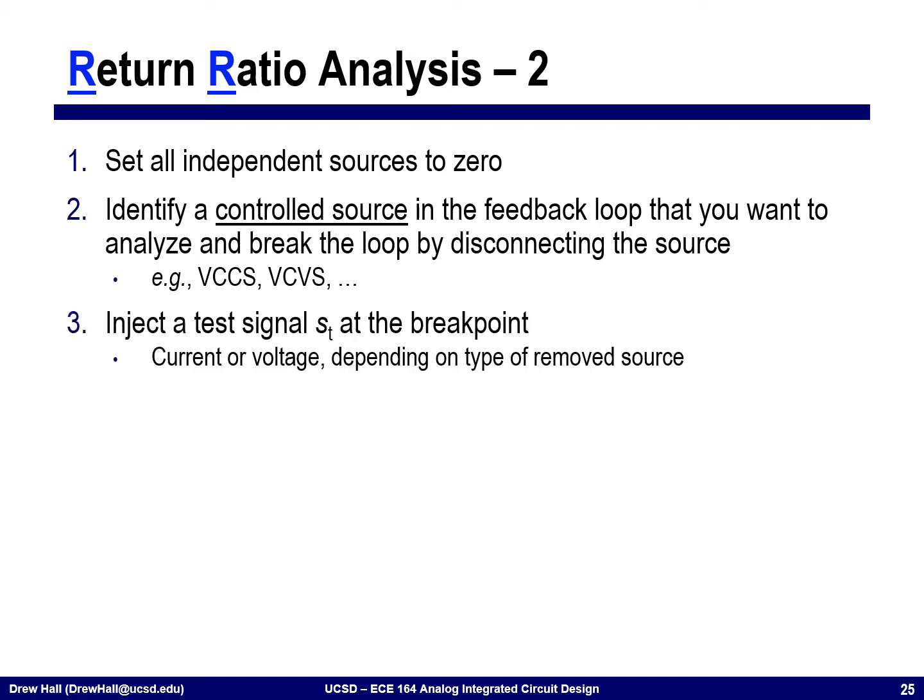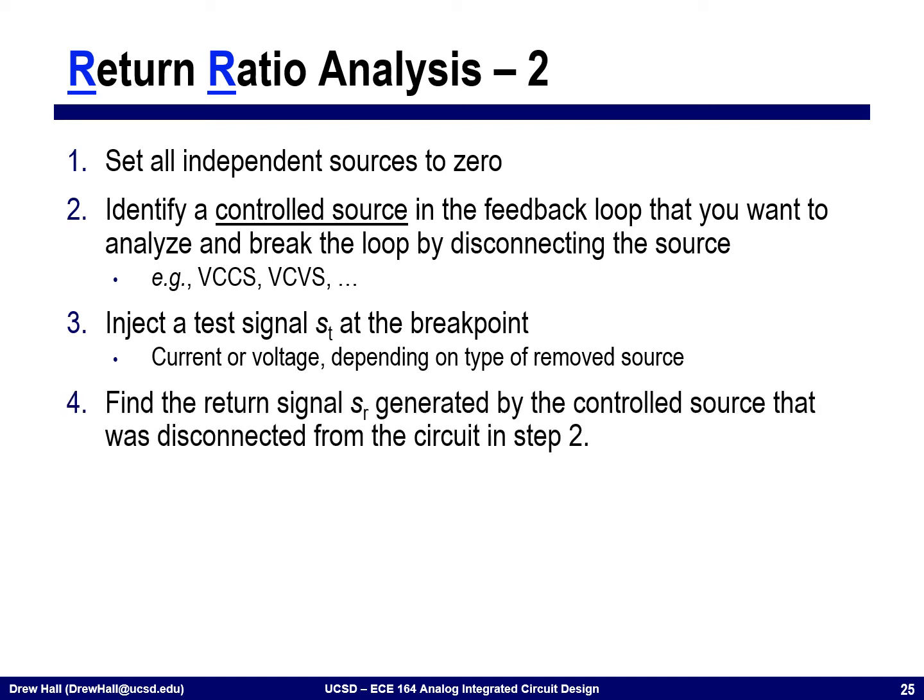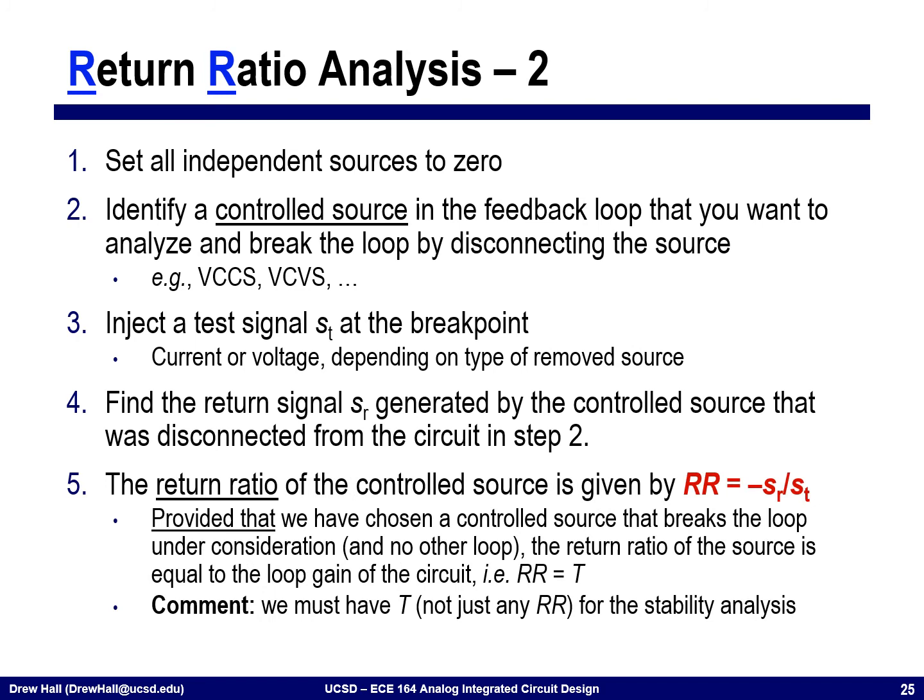Then we're going to inject a test signal of the same type as the one we removed. So if we removed a voltage-controlled current source, we would inject a current. If we removed a voltage-controlled voltage source, we would inject a voltage. Then we're going to find the signal that returns back from this loop, and I'm going to call this S_R. The return ratio, RR or T, is then equal to minus S_R divided by S_T. If we broke the loop that we wanted to analyze, then we can also use this in order to assess the stability of the circuit.